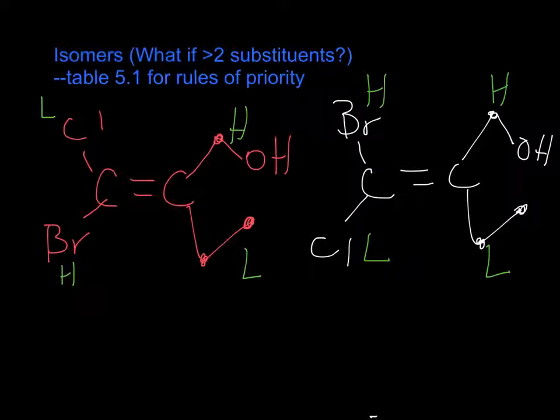All right, so now we've prioritized these, but now we've got to give them their actual names. And the names, one of them gets the E configuration, and one of them gets the Z configuration. Okay, so the E configuration stands for, and I'm going to have to type this one out, Entgegen, which I'm sure everybody knows what that word means. It's German, and that means opposite.